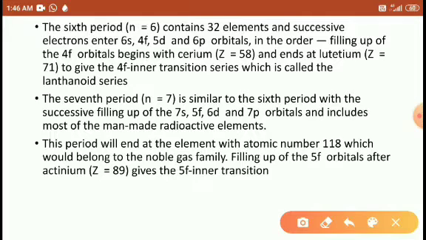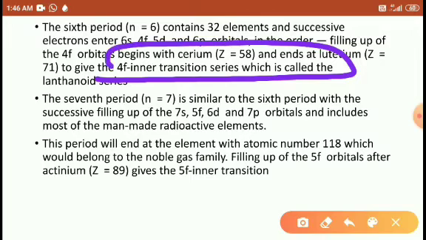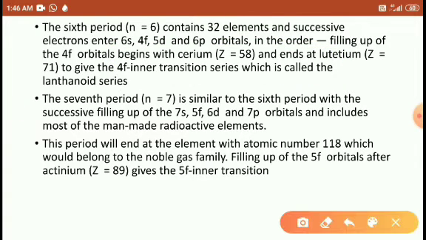So, easy. Here in the sixth period, the filling begins with cerium and ends with lutetium, in which the electrons are shifted into the 4f orbitals. That 4f orbital series we call the lanthanide series. Why we call it the lanthanide series, we will discuss in the next topic of this chapter, students.